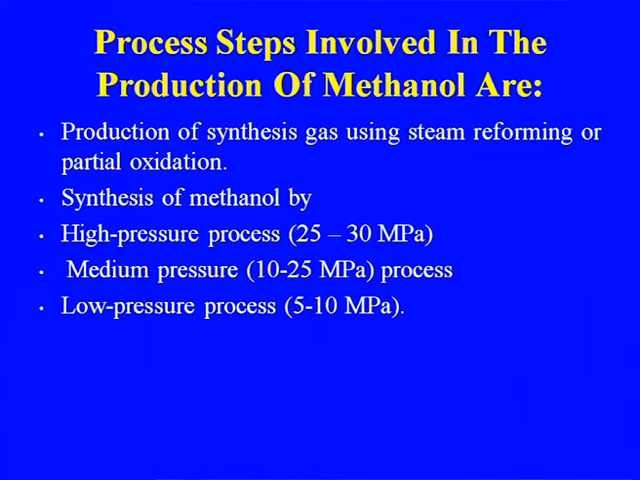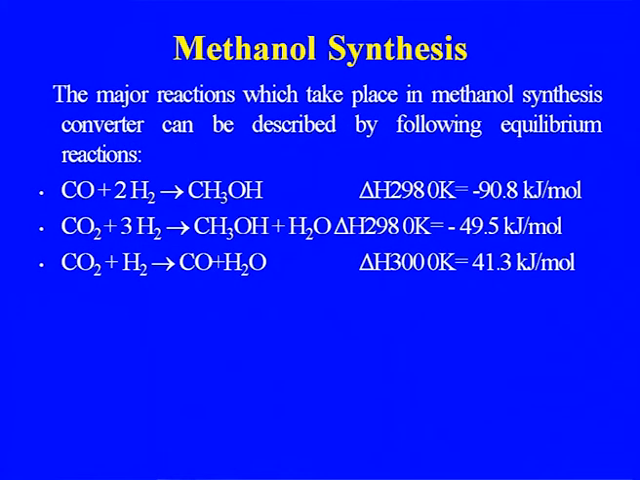For the process steps, I have already discussed production of synthesis gas using steam reforming or partial oxidation. The first step is production of the synthesis gas, and after that it goes for methanol synthesis. These are the three processes which I discussed: the high pressure, medium pressure and low pressure technology. These are some of the reactions that take place during methanol synthesis.